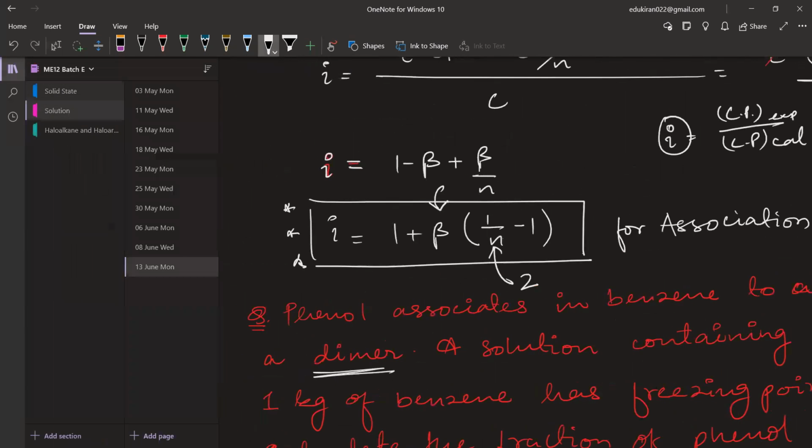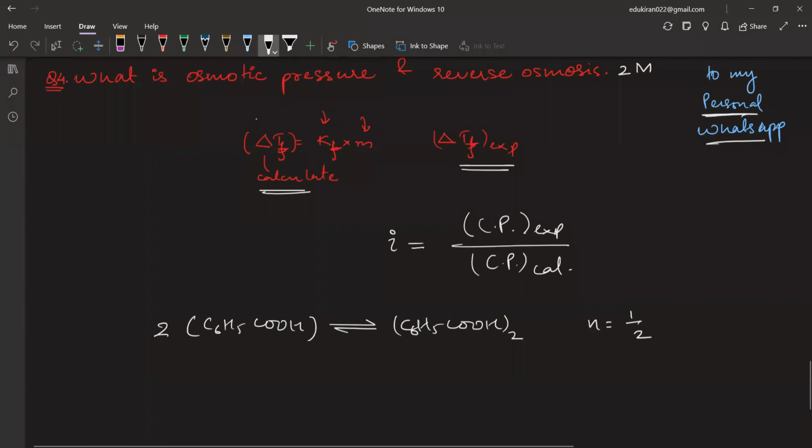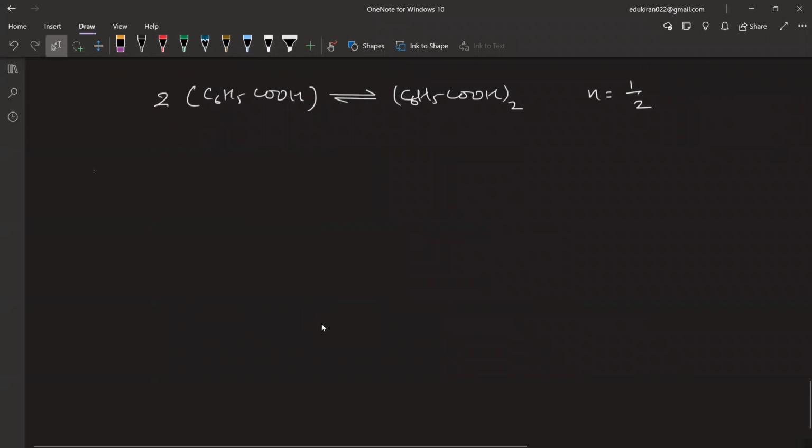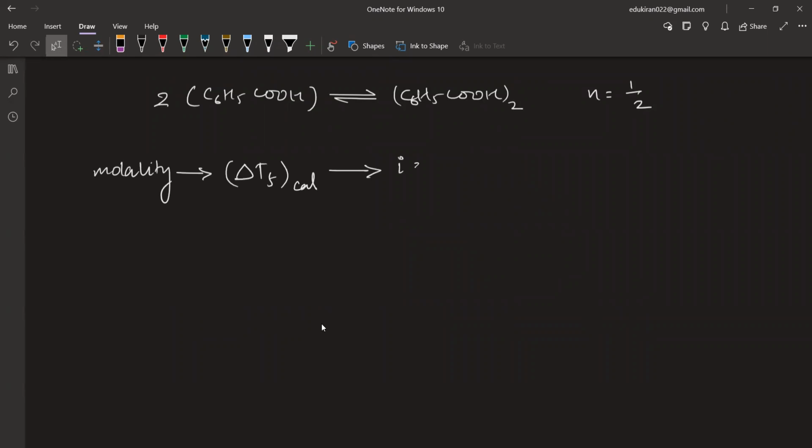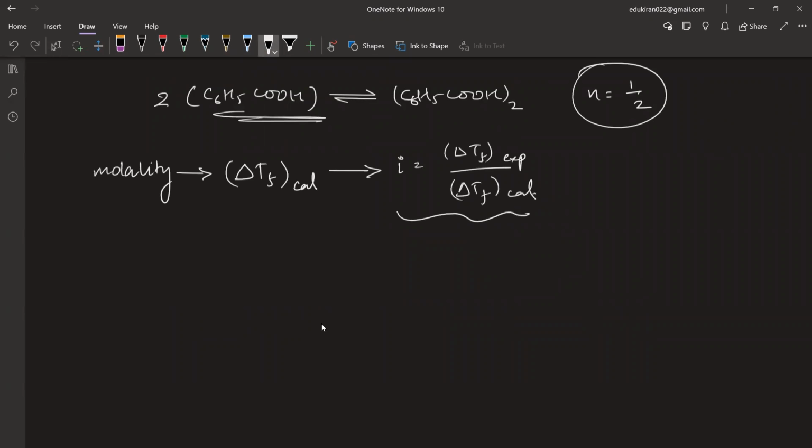Yes. Okay, so see, first of all, what you need to do, molality will give you delta TF that is calculated. And after delta TF calculated, what you have to do? I is equal to delta TF experimental upon delta TF calculated. Then from this reaction, you know that n is equal to 1 by 2. And then from the relationship of I and beta, you have to calculate beta.